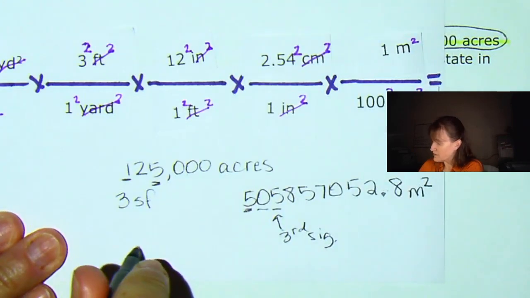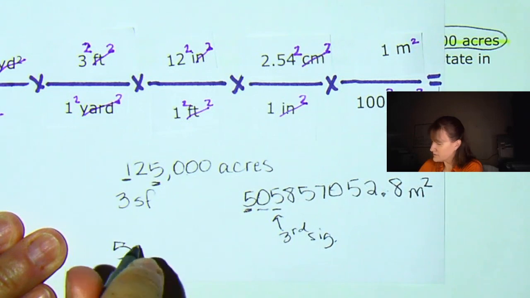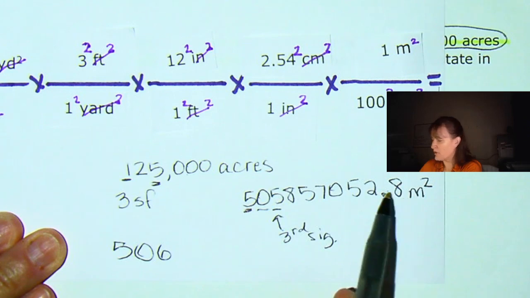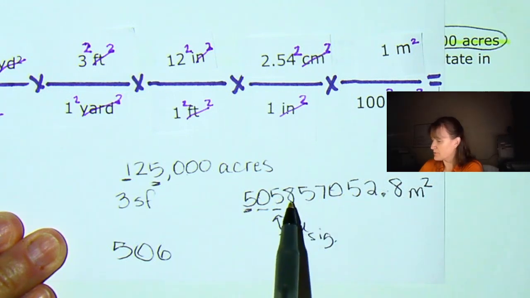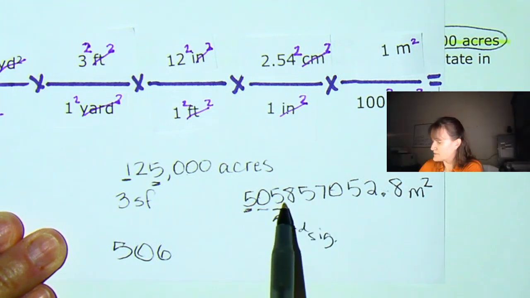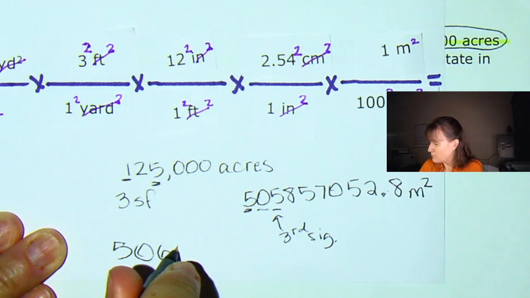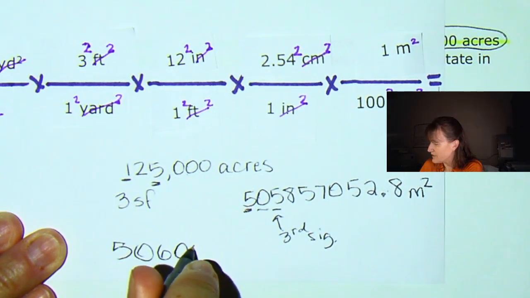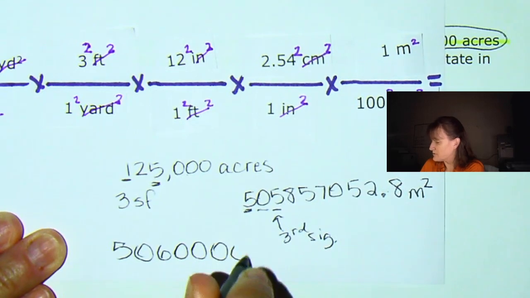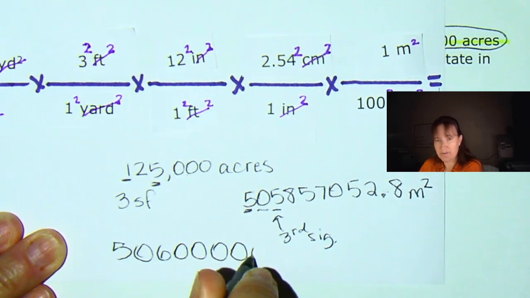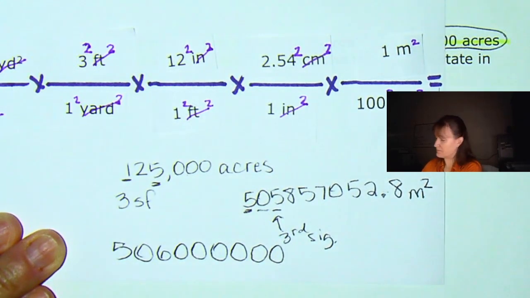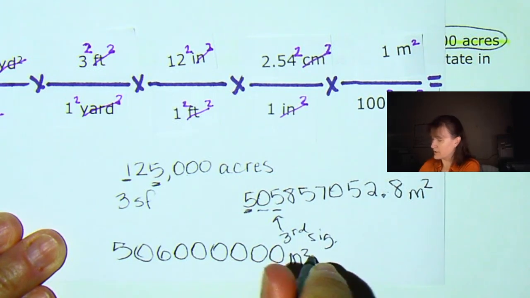So this will be 506, but this is way, way, way to the left of the decimal, and so I need to put all the placeholder zeros so that I can know what position this is in. And so in place of where the 8 was, I'm going to put a 0. In place of where the 5, I'm going to put a 0. In place of where the 7 is, I'm going to put a 0. And then where the 0 is, I'm going to put a 0. In place of where the other 5 is, I'm going to put a 0. And in place of the 2, which is in the 1 spot, I'm going to put a 0. And the unit is meters squared.